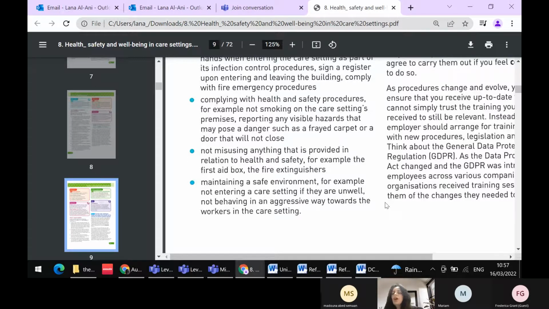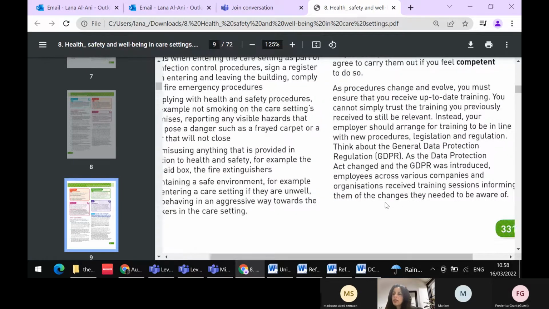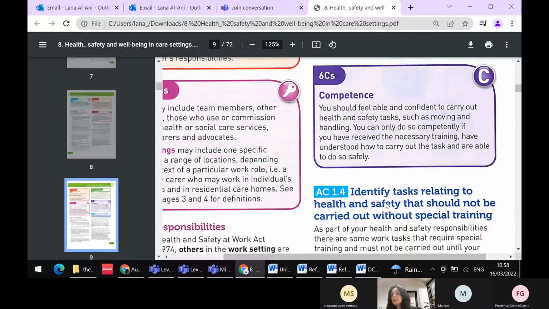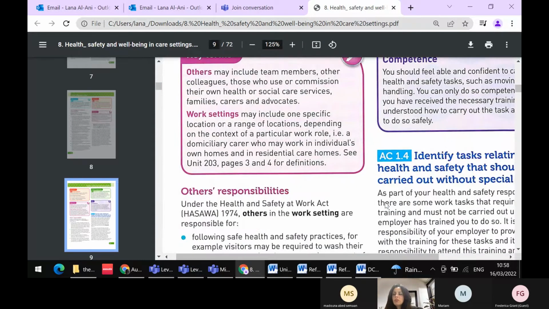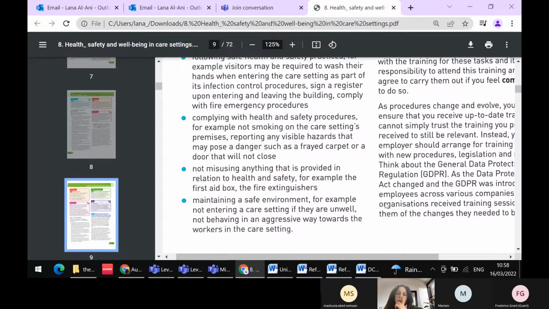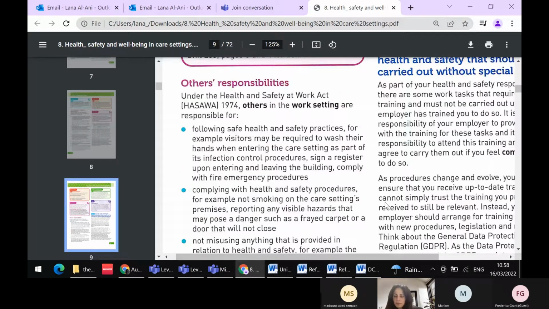Also, everyone needs to have a safe environment. For example, not entering a care setting if they are unwell. So if I'm unwell, I would call my manager and explain to them that I'm not able to come because I'm ill and I don't want to spread the disease, whether it's COVID or flu, because it's very common now. So what's the responsibility for others?